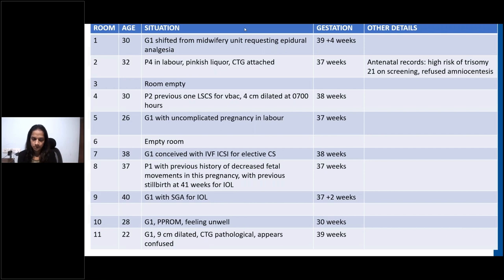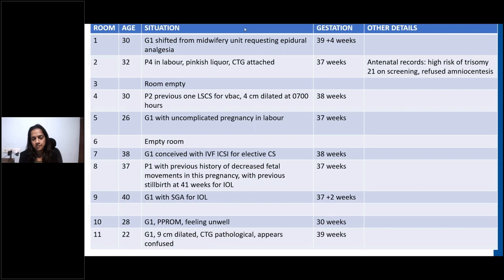Okay, I'm done with semi-urgent rooms. Now coming to the routine rooms, ma'am. Routine rooms is room number 1. First gravida shifted from midwifery unit requesting epidural analgesia. I would like to know what was the reason she was shifted to this unit, the only reason? And if epidural analgesia is required, then I'll ask my anesthetics team to get to this room and go ahead with it, after checking her blood pressure observations, abdominal findings and all.